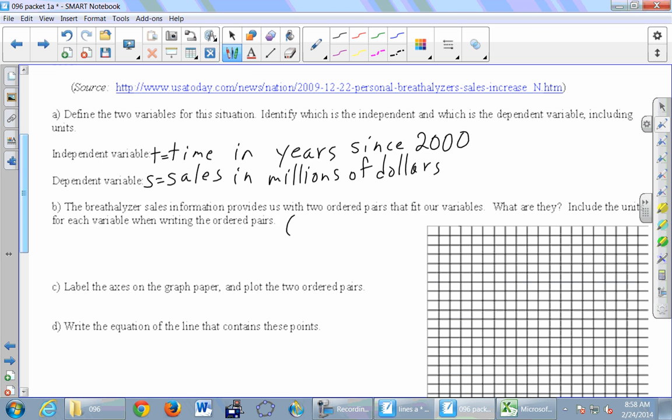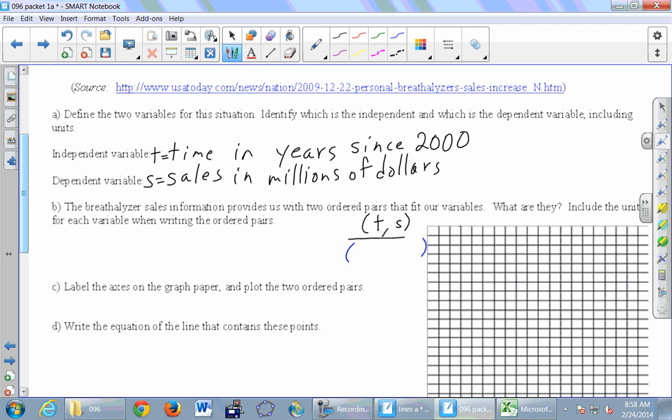Okay, I'm going to write two things, but one of them is wrong. Should my ordered pairs look like S and then T, or T and then S? Which one goes first, the dependent or the independent? Independent is the one that goes first. So which one of these is right? Is the T and the S. Okay, which means I can take the data in the problem and just break it down to a T followed by an S.